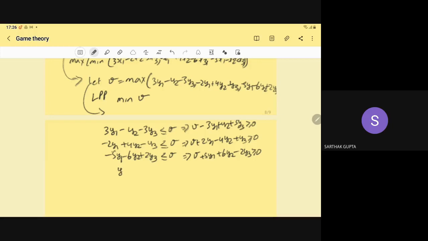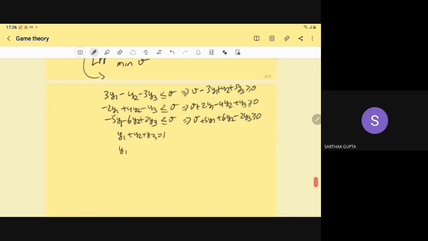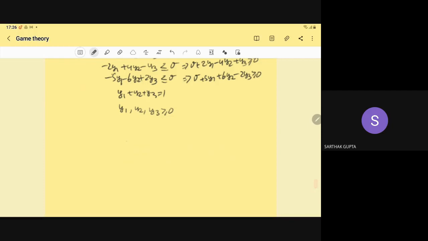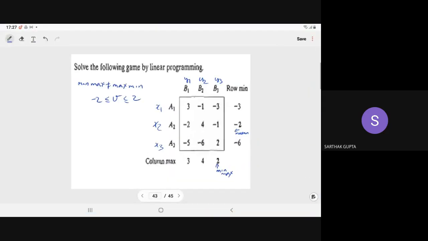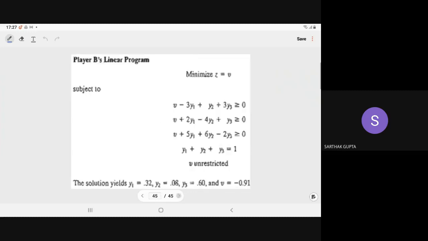y1, y2, y3 are probabilities. So y1 plus y2 plus y3 is equal to 1, and since they are probabilities, y1, y2, y3 are greater than or equal to 0, non-negative. And we know that the value of the game can be positive or negative, or 0 for a fair game. So v is unrestricted in sign, generally we say URS, right? v is URS. So this is the linear program for the given problem.